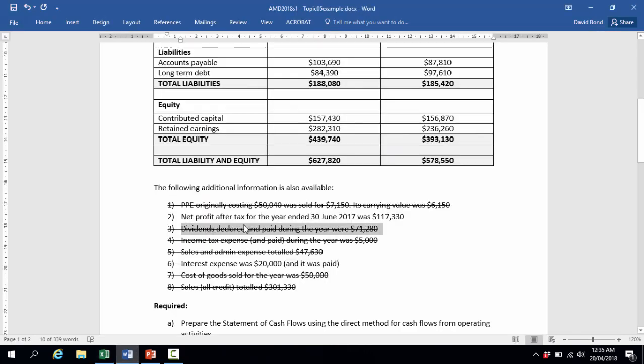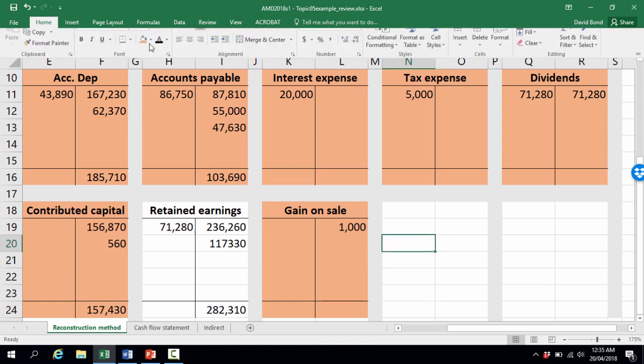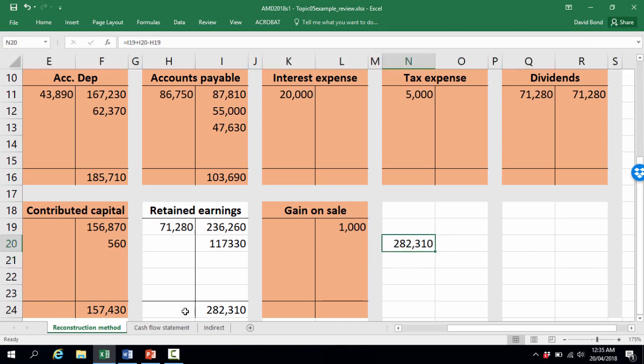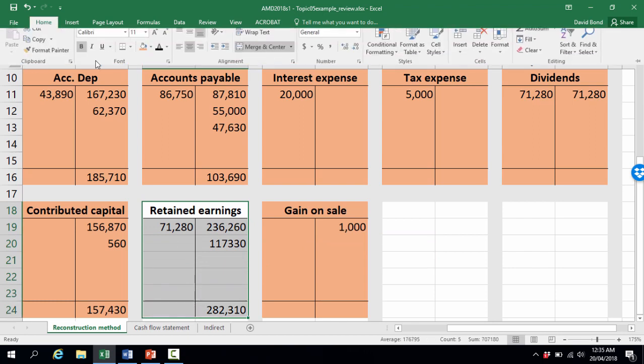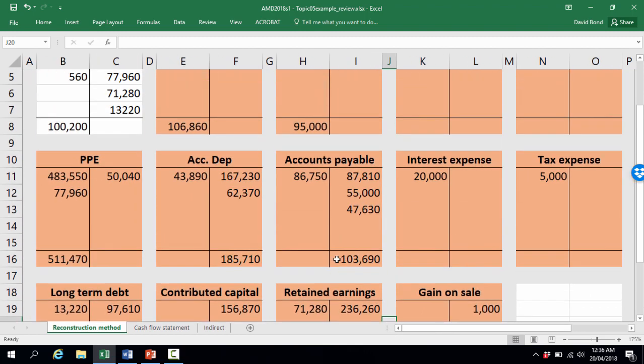And the information we have is net profit after tax was 117,330. Oops. And that would be added here, 117,330. And just to double check, and I'll do it over here, equals this plus this minus, so opening retained earnings plus profit less dividends, you can't see it, is 282,310, which is the closing balance. So everything nicely wraps up there. I'll highlight that. Now it's done. And we come over up to here.